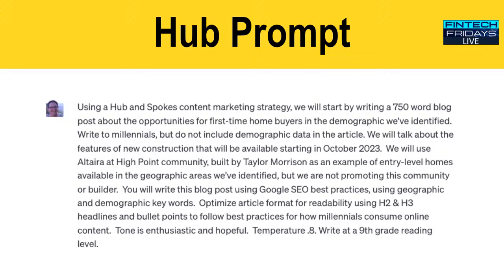You're going to optimize the article format for readability, with H2 and H3 headlines and bullet points, to follow best practices for how millennials consume online content. SEO is one thing; readability is a completely different thing. You can create something with 5,000 words and Google will pick it up and rank it for those keywords, but it might be an unreadable article.